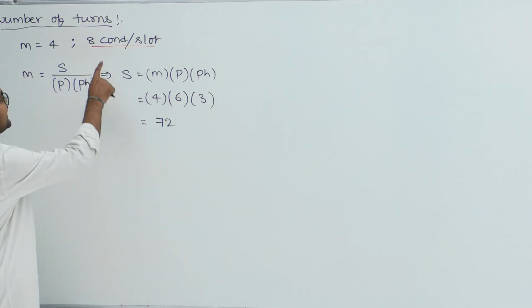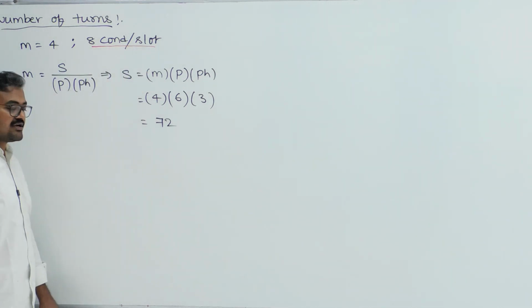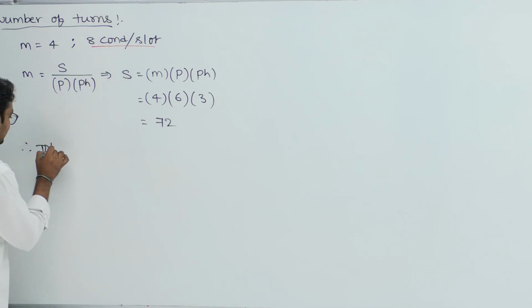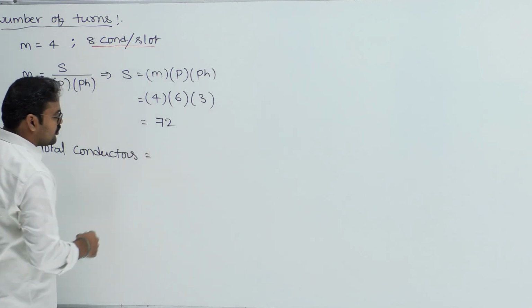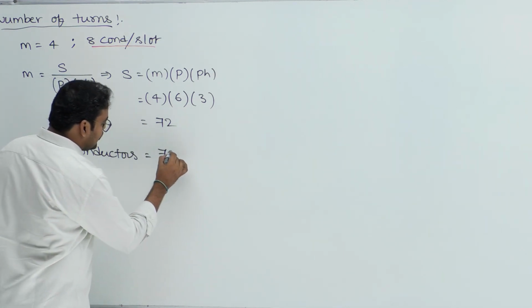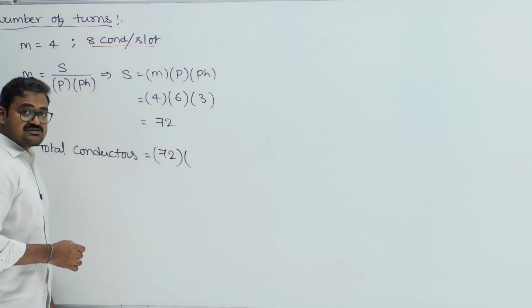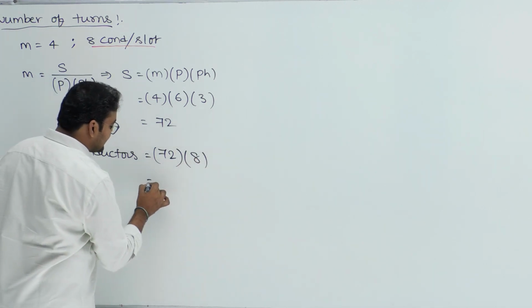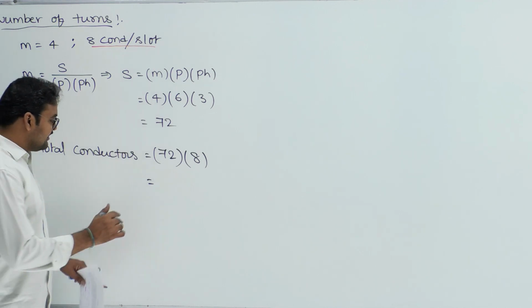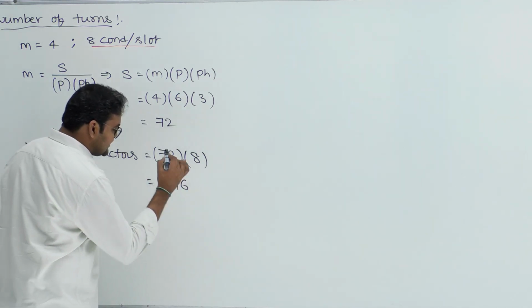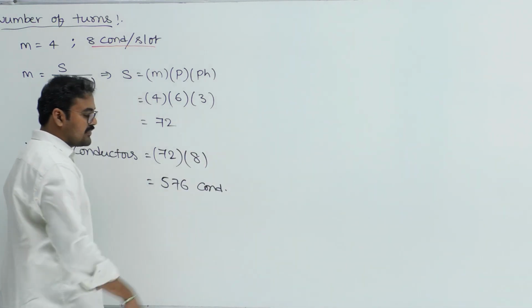And every slot has how many conductors? 8 conductors. Therefore, can you tell me how many total conductors are available first? Yes, total conductors are equal to 72 slots into 8 conductors per slot. We will get the total number of conductors, and it will be 576 conductors overall.